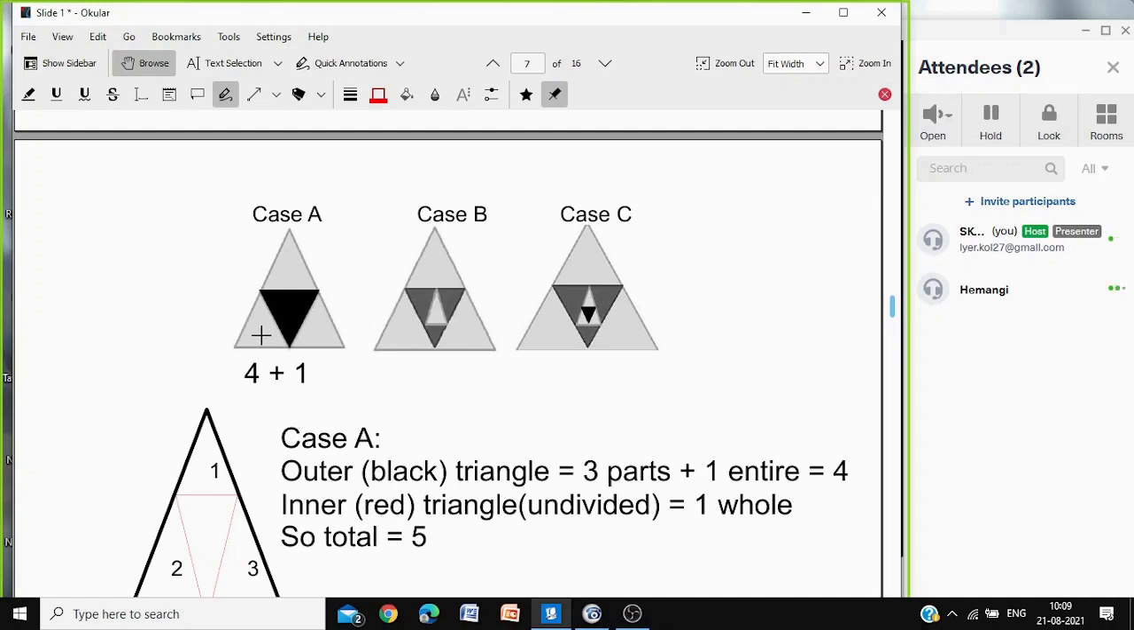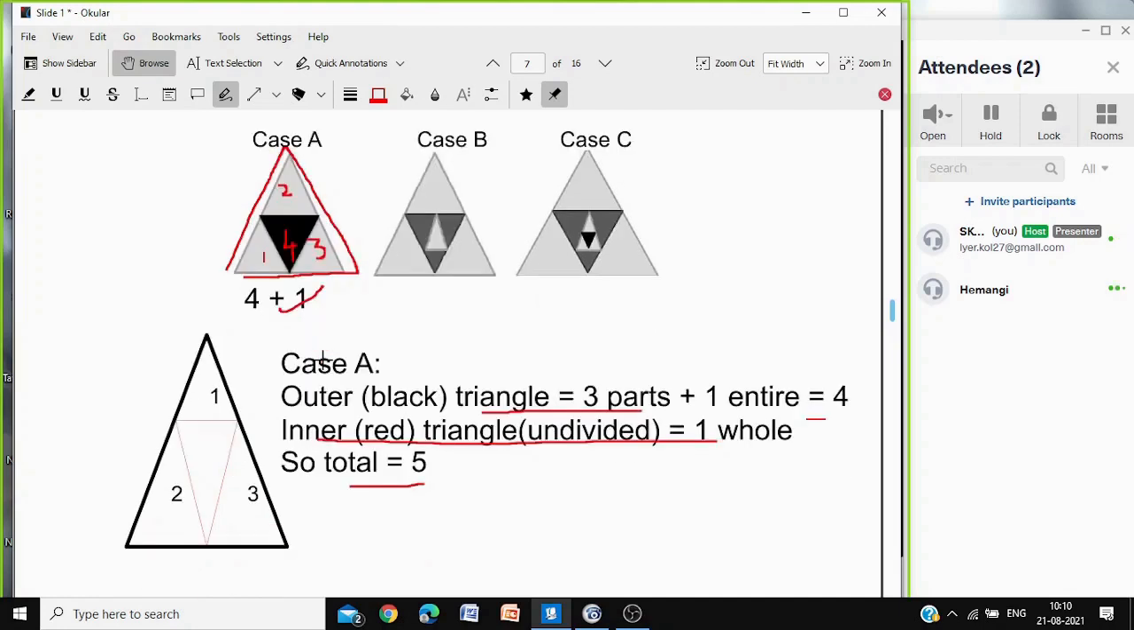Why have I written 4? Here you have 1, this smaller triangle 2, this 3, and the black triangle which is not divided 4, and the whole triangle. That's why I have written 4 plus 1. The outer triangle, 3 parts and 1 whole, and 4, and you have got the inner triangle. So you have got a total of 5 triangles. 4 triangles, 1, 2, 3, and the 4, and the whole triangle 1.